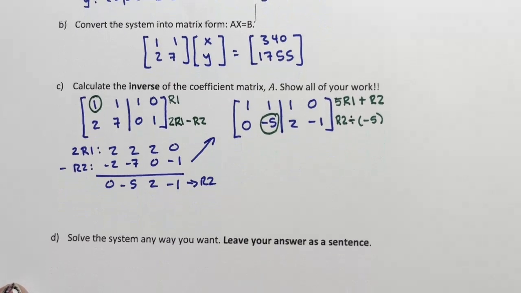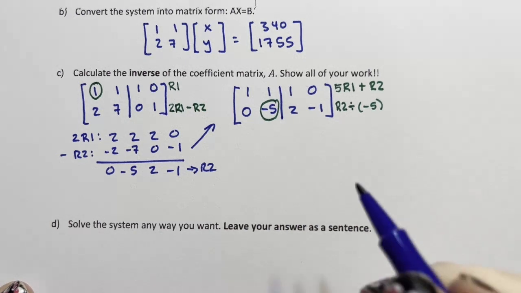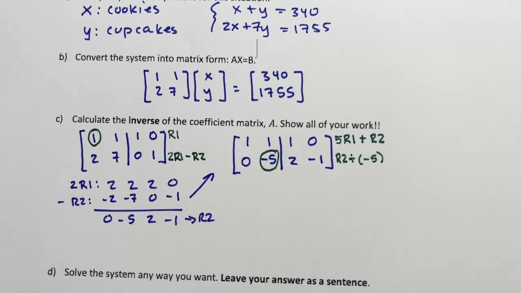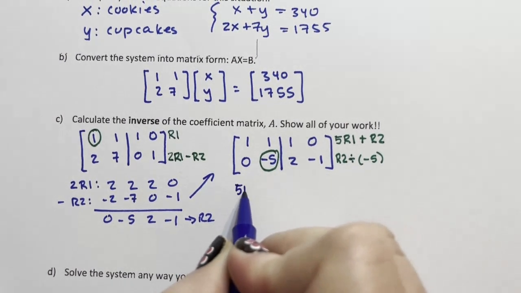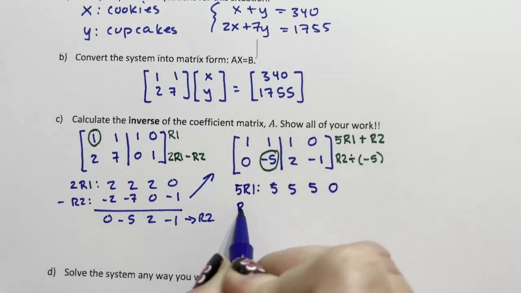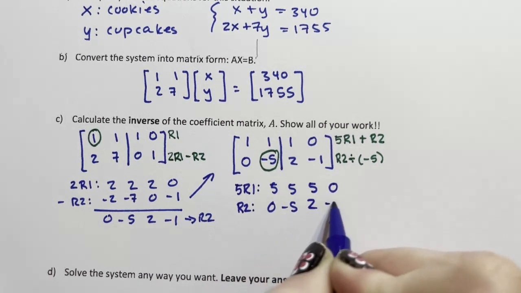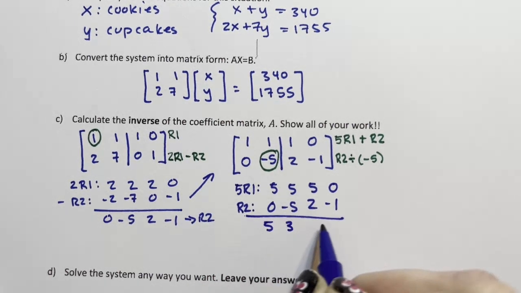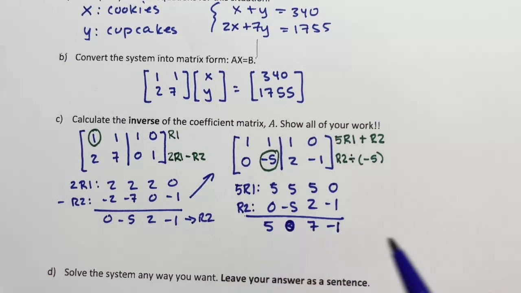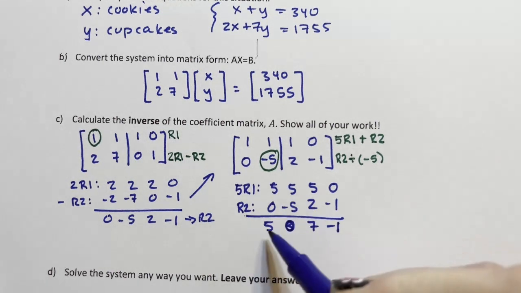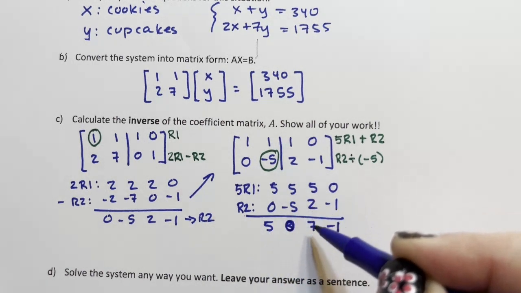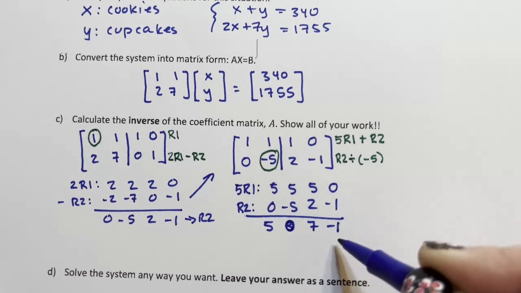Actually, how far down can I go now that I've messed everything up? I want this still seen. Okay, so 5 times row 1 is 5, 5, 5, 0. Row 2 is 0, -5, 2, -1. I get 5, 3, 7, negative. That's a 0. Where did I get 3? I don't know. I think I was looking up here. 5, 0, 7, -1. Okay.